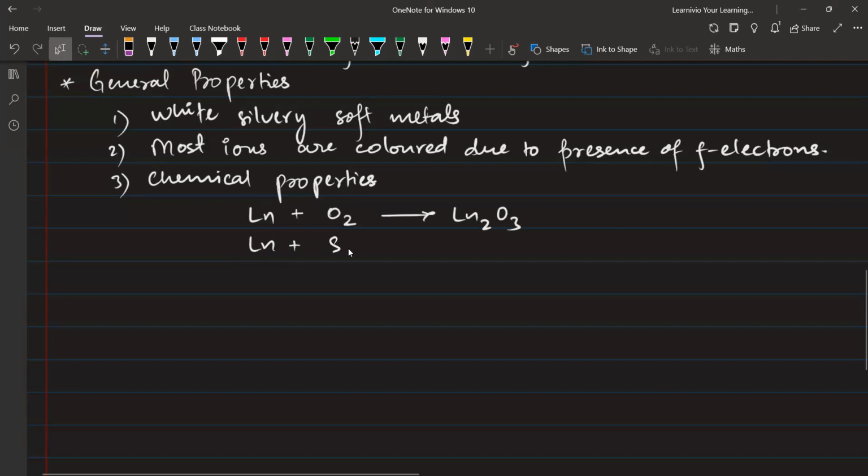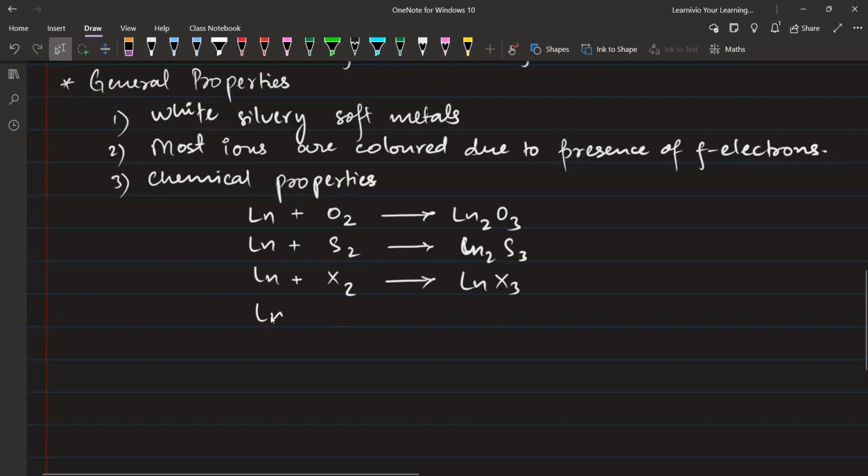Similarly, Ln plus sulfur is going to give you Ln2S3. Now, if you have Ln plus any halogen, for example chlorine, क्या बनता है? Aluminium chloride. What is the formula of aluminium chloride? AlCl3. Halogen will be X2, है ना? So it will make LnX3. Now this Ln can be anything, है ना? Europium or samarium or terbium or ytterbium, any one of the lanthanides.